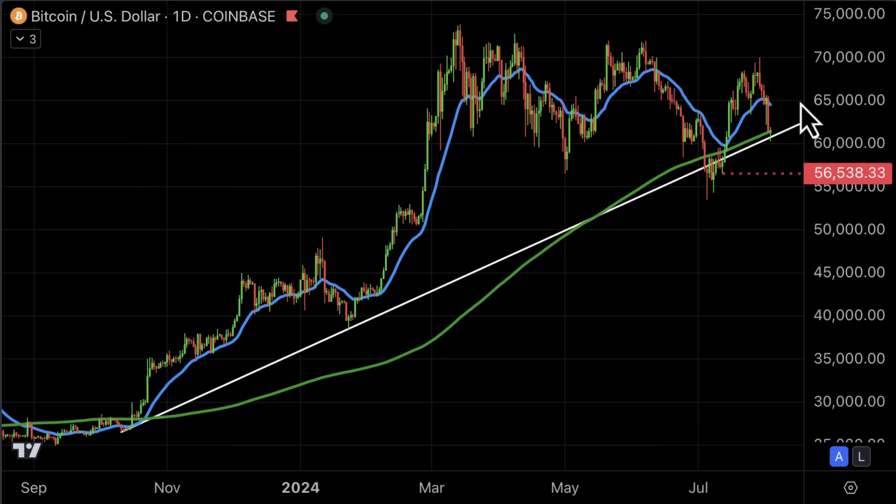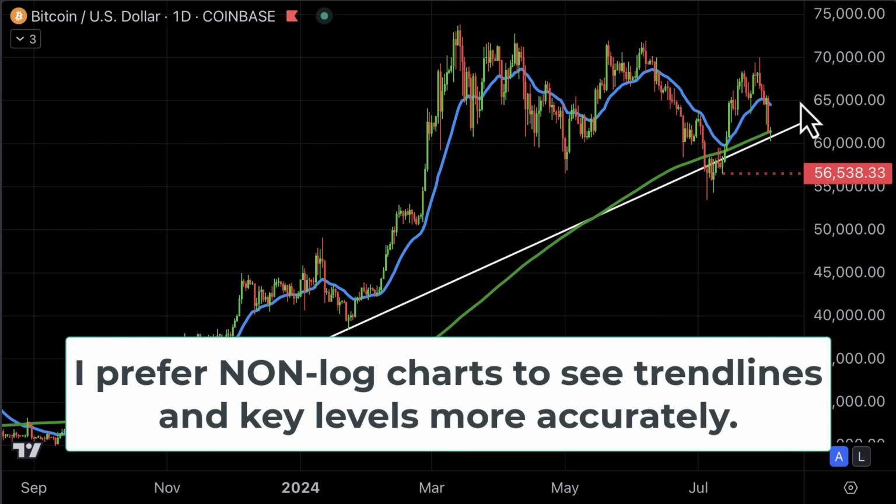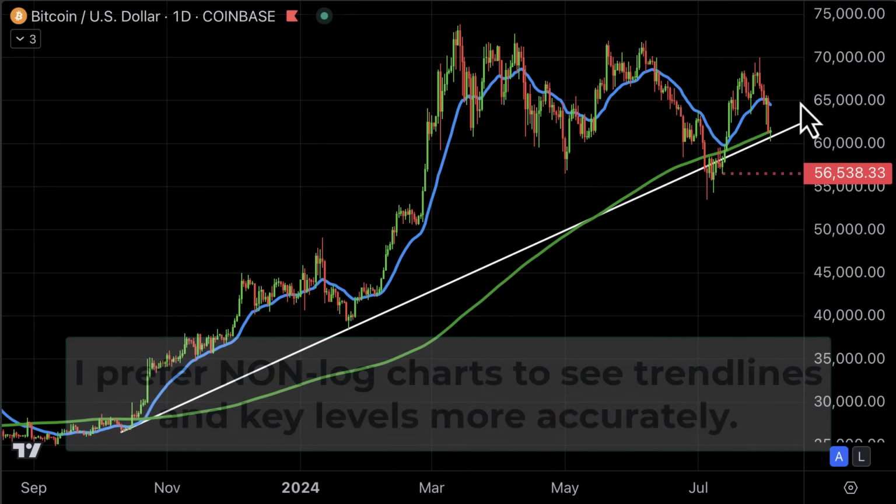By the way, what I have here is the non-logarithmic standard chart of Bitcoin. And the reason is I prefer non-logarithmic charts when I'm looking at trend lines because you can see trend lines a bit better on standard non-logarithmic charts.